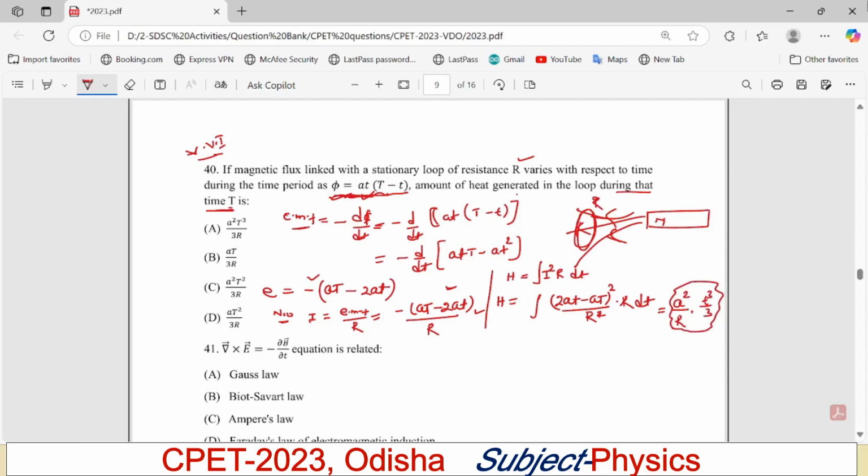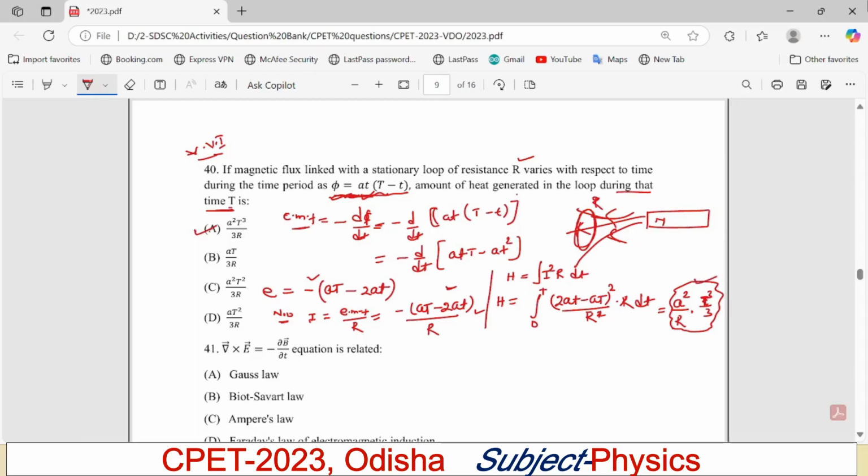So this will be the answer. What is the option? Option a square by R T cube, so this will be T. See here, the instantaneous value we found this much. But actually, with a time period, how much heat will be for one cycle means integration from 0 to T. So this t will be capital T. You just integrate it, you can find it easily. So this will be the answer. Option A is the correct one: a square T cube by 3R.